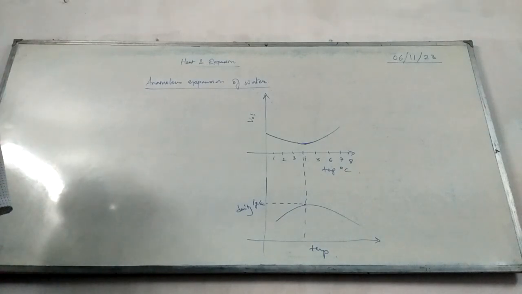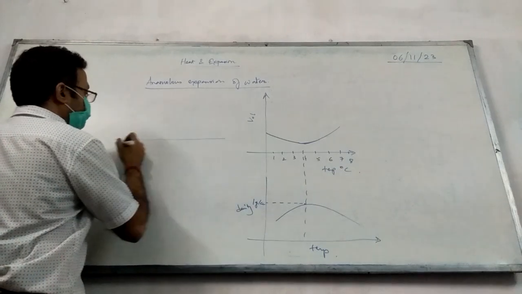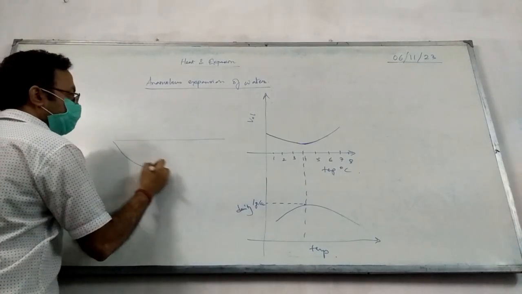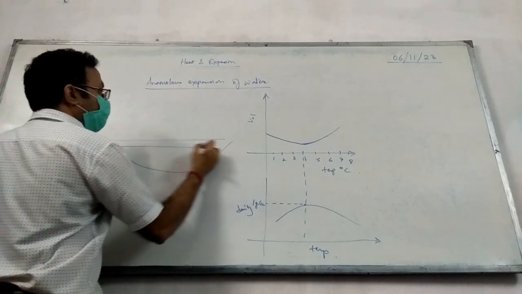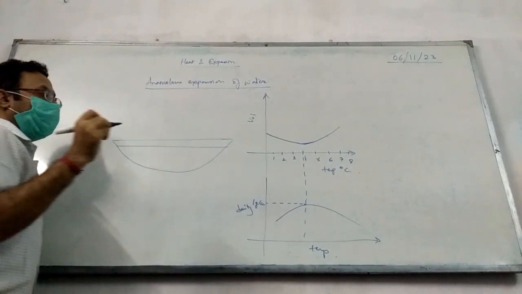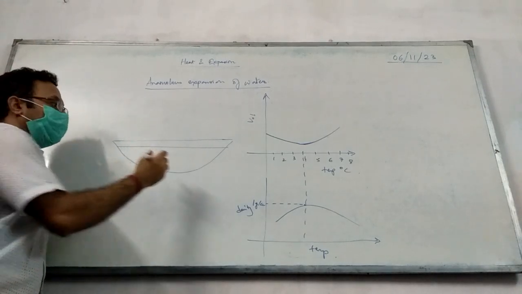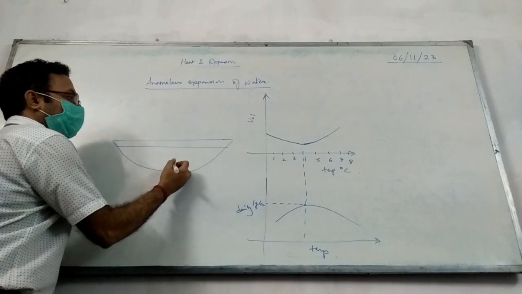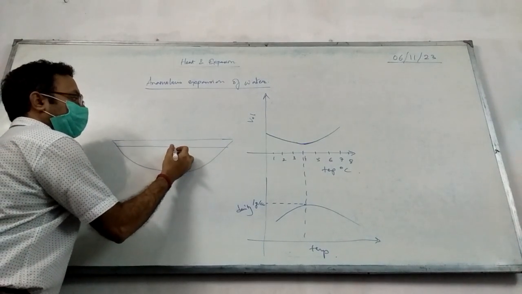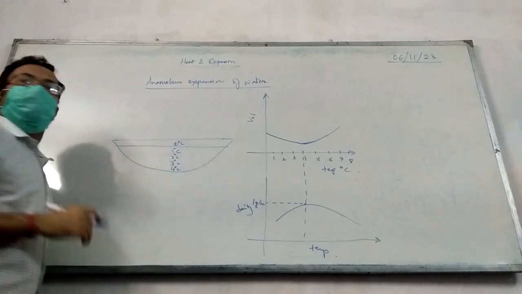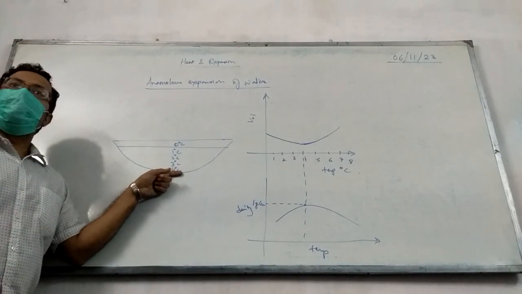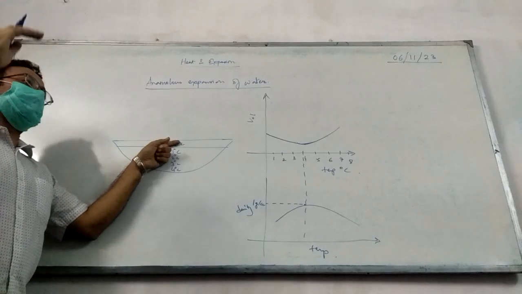Okay. Now, this anomalous expansion of water actually helps in everyday life. Why does it help? Because the most important thing is the marine life. So what happens in the case of marine lives? The water is heaviest at 4 degrees Celsius. So the 4 degrees Celsius water remains at the bottom, and the 0 degrees Celsius water remains at the top.